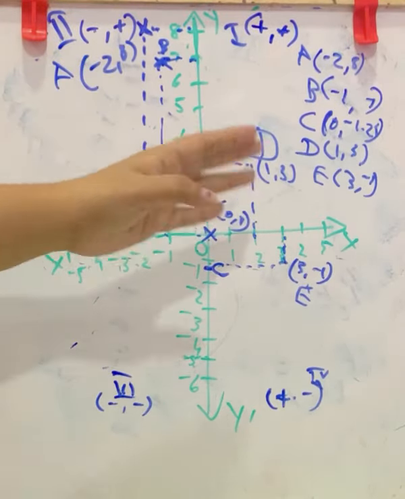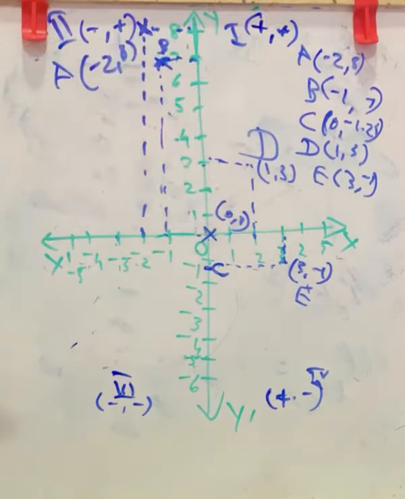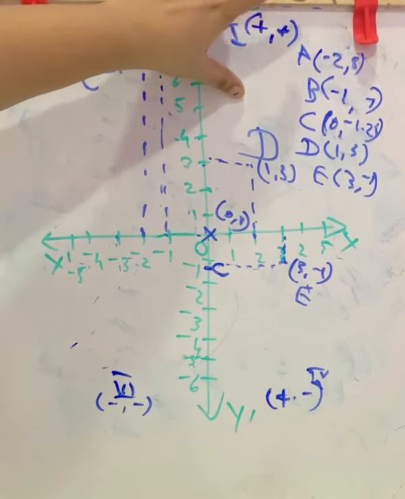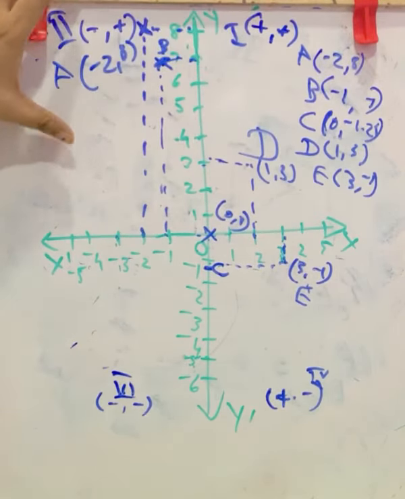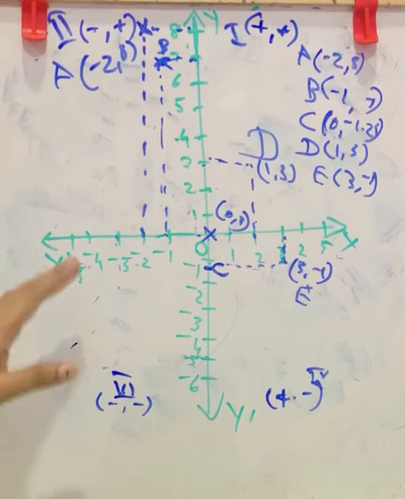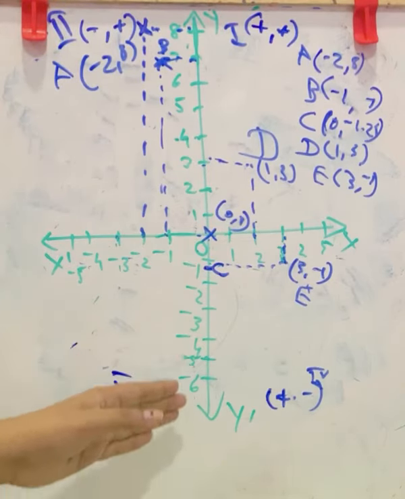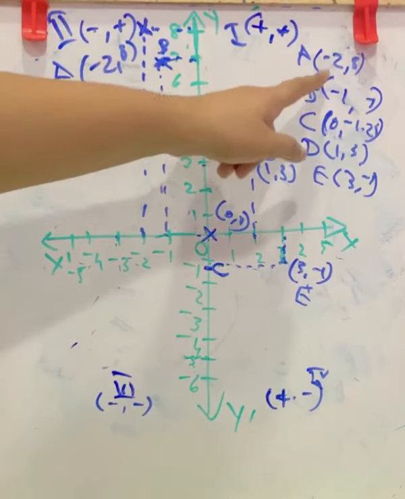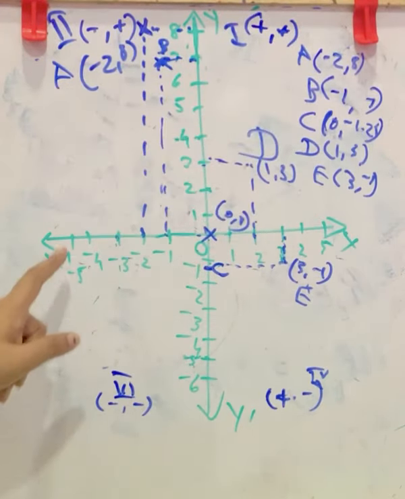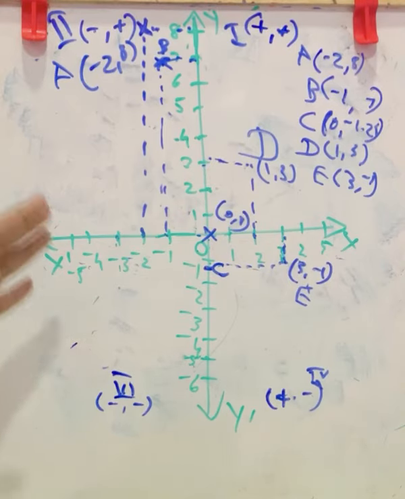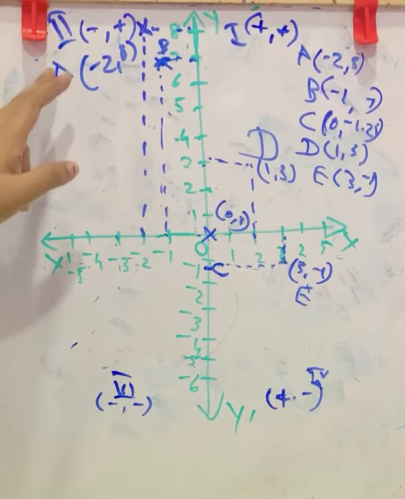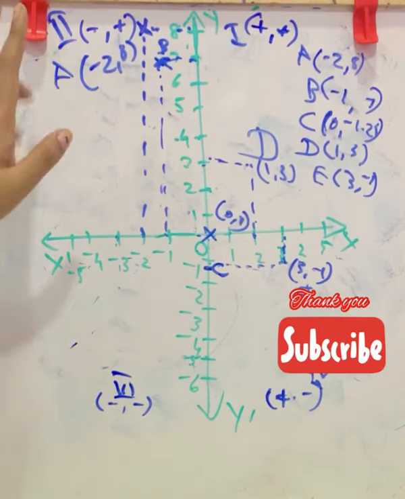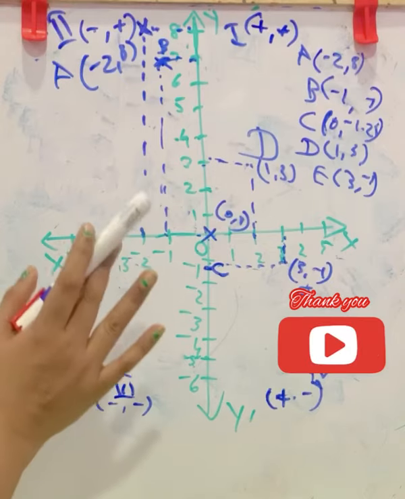So if points are given to plot, first you have to check the quadrants. That is, in first quadrant, x and y will be positive. In second quadrant, x is negative, y is positive. In third, x and y are negative. In fourth, x is positive, y is negative. So first check in which quadrant they lie, then mark it. Then it will be more easy for you to plot. Always check in which quadrant they lie. First you have to do that. Then only start plotting. And always name the points. After plotting, name the points. That's all in this chapter.